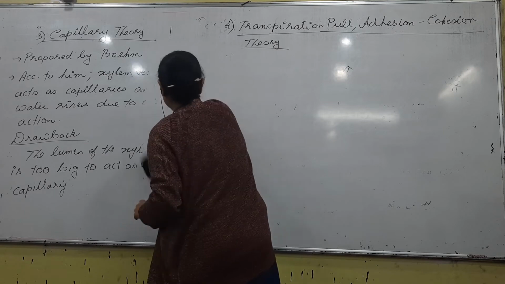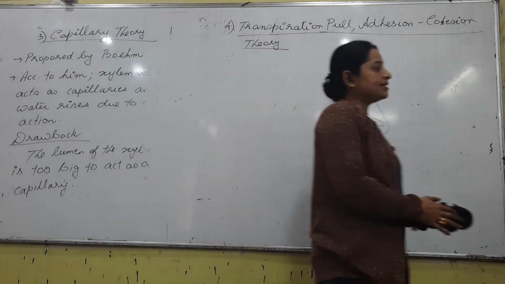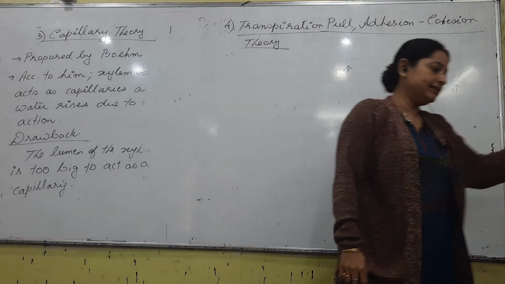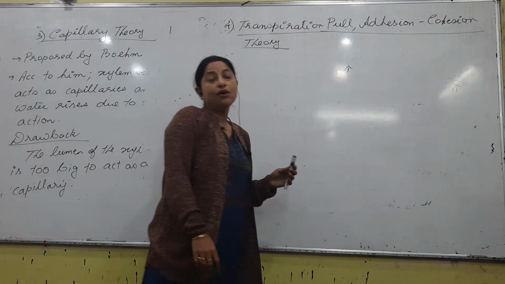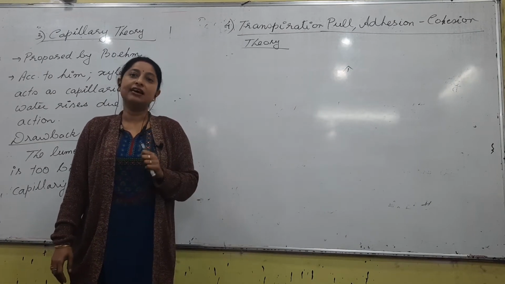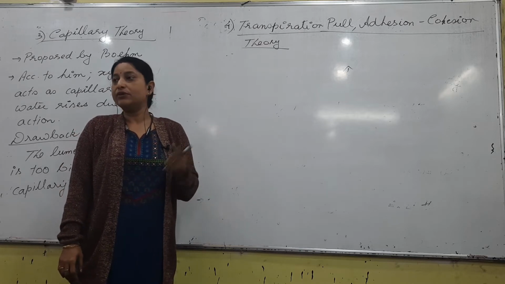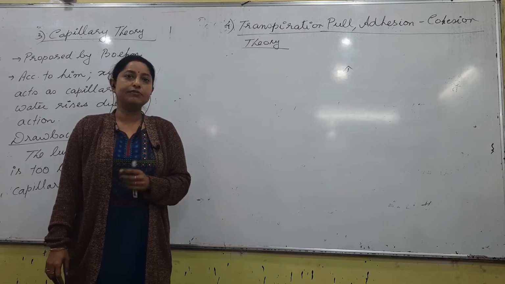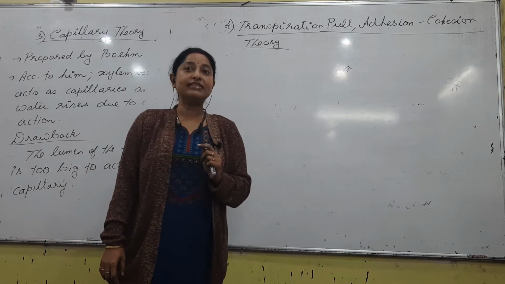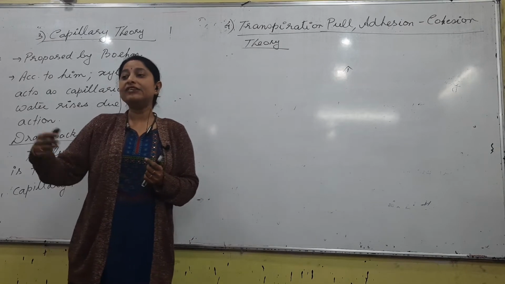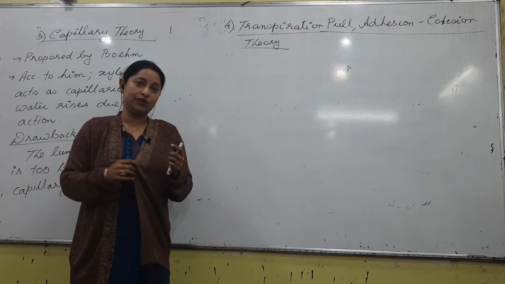Now this theory is supposed to be the best accepted, right? When is a theory accepted? When there are no drawbacks, right? Generally, this theory has no drawbacks, so it is well accepted, but in spite of that there was a scientist called Strasburger. He tried to find a drawback in this theory.